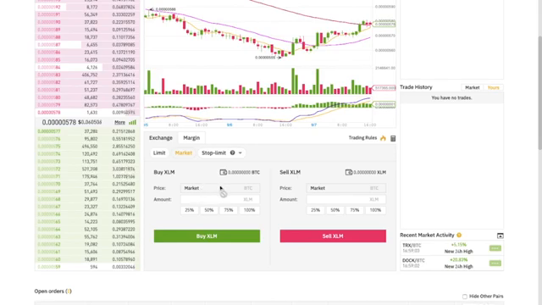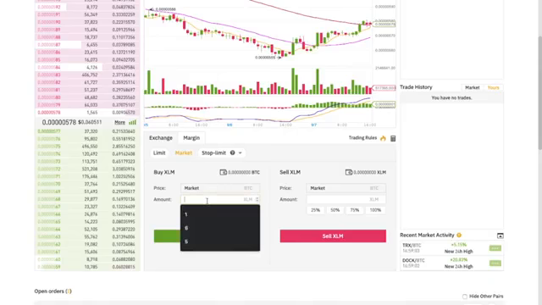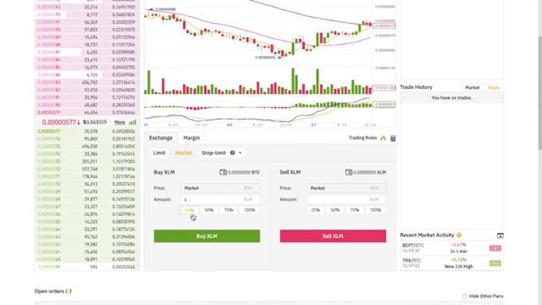So it will happen absolutely instantly. And all you're doing is buying at the current market price. So all you simply need to do is enter the amount that you'd like to purchase, or alternatively, you can say you want to have 25%, 50%, 75%, or 100% of your Bitcoin balance. And then all you simply need to do is click on buy XLM, or buy the type of cryptocurrency that you're interested in. And then that order will automatically fill.